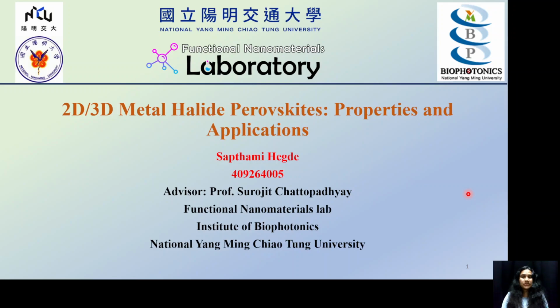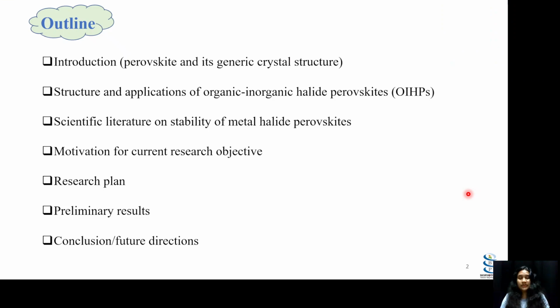In this presentation, I will be talking about 2D mixed 3D metal halide perovskites, their properties and applications. In the upcoming slides, I'll be introducing perovskite and its general crystal structures, and elaborate on the structure and applications of a special class of perovskites known as organic inorganic halide perovskites, also known as OIHPs. I'll be briefing on the reports of stability of these perovskites and proceed to discuss my research work, starting from the motivation for the current research objective, the current research plan, the initial results that I've obtained so far, and future directions on this work.